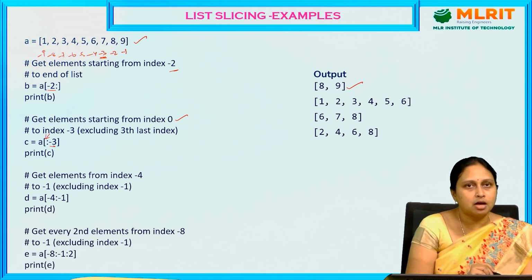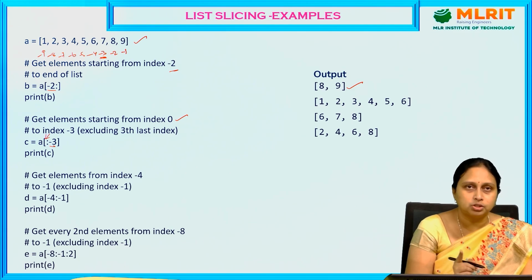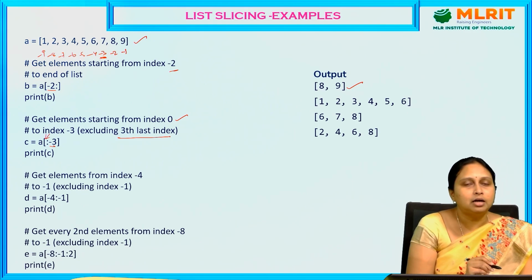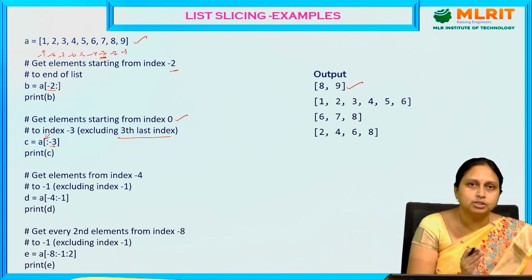-3 value is up to here. But when you are representing a negative value at the end, it will exclude the third last index, that is -3, which it is representing. That last index value will be excluded and the remaining elements will be printed.